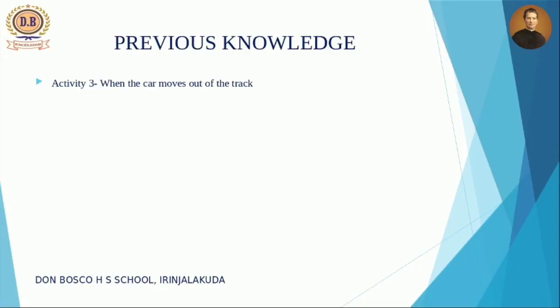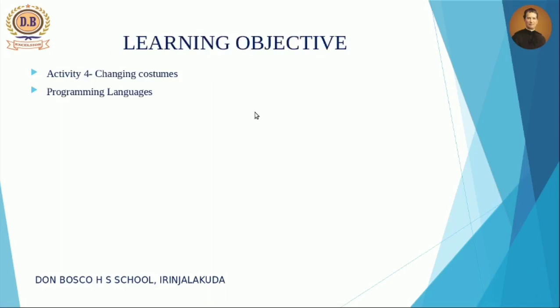This is our 18th video on chapter 5, My Own Computer Game. In our last class, we have done the third activity of this chapter, that is when the car moves out of the track. So when the car moves out of the track, we have stopped the game and the car returns back to the original position. And in today's class, we are going to do the last activity of this chapter, that is changing the costumes. Then we'll learn something about programming languages.